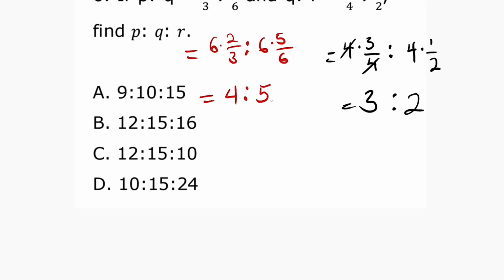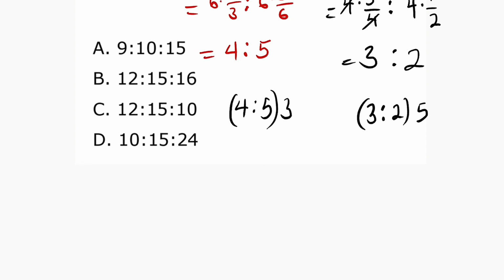So because I want to transform this 5 into 15, I have to multiply the whole of 4 to 5 by 3. And I want to do the same thing here, 3 to 2. I want to multiply this by 5 because our main target is to make 3 into 15. So this is equal to 4 times 3 is 12.